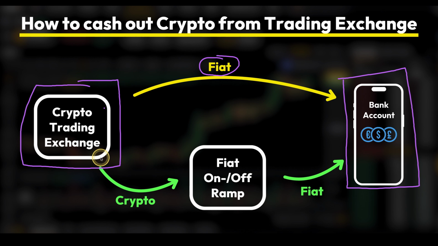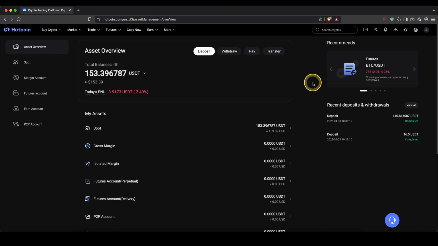So the other way would be to first send crypto from that exchange to a so-called fiat on and off ramp, which is basically an exchange that is optimized for interacting with fiat money with your own bank account. So we first send crypto here, convert it then to fiat, and then send fiat from here back to our bank account. Unfortunately, it's not possible to directly withdraw any fiat currency from Hotcoin to your own bank account. However, that is not a big problem. I will now show you the second method, which will work 100% guaranteed.